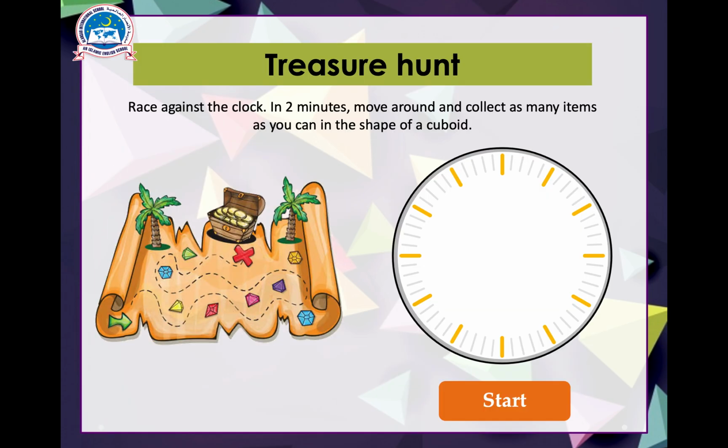This is a little challenge for you. Race against the clock and in 2 minutes move around and collect as many items as you can in the shape of a cuboid. See how many you collect. You can try it with your family, your friends, or anyone who is willing to have some fun with you.